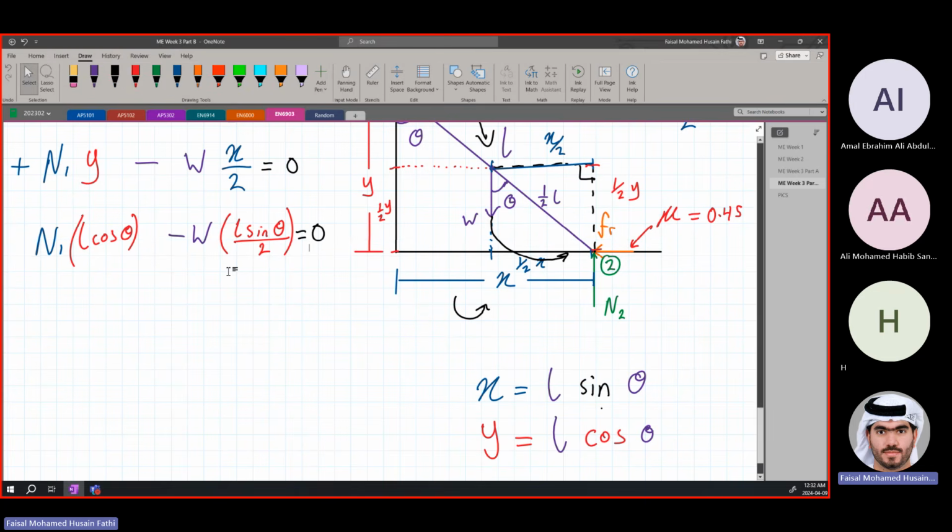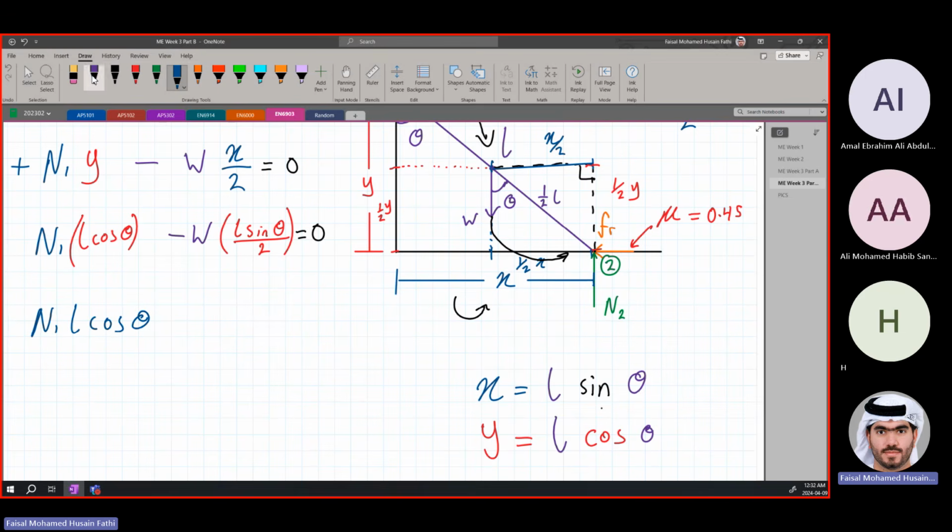We got these from the relations of the X and the Y from trigonometry earlier. So now we can simplify this equation even more. First, we keep N1 L cosine theta on one side, and we will take the other thing, the W, to the other side, which is W L sine theta over 2.